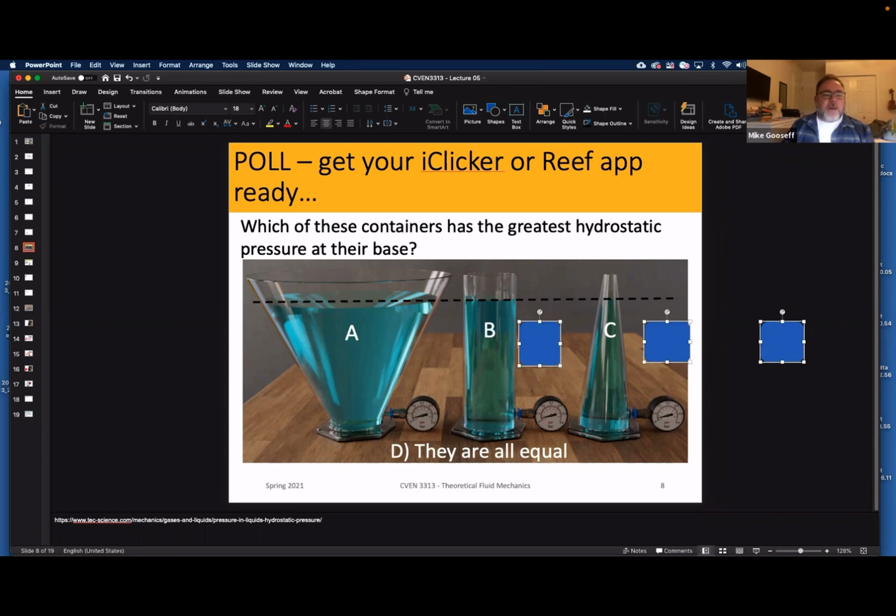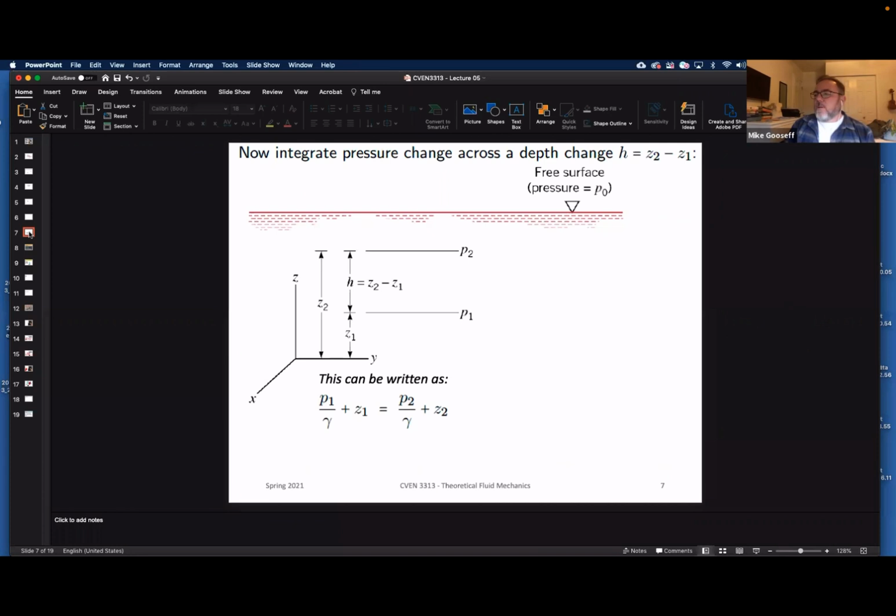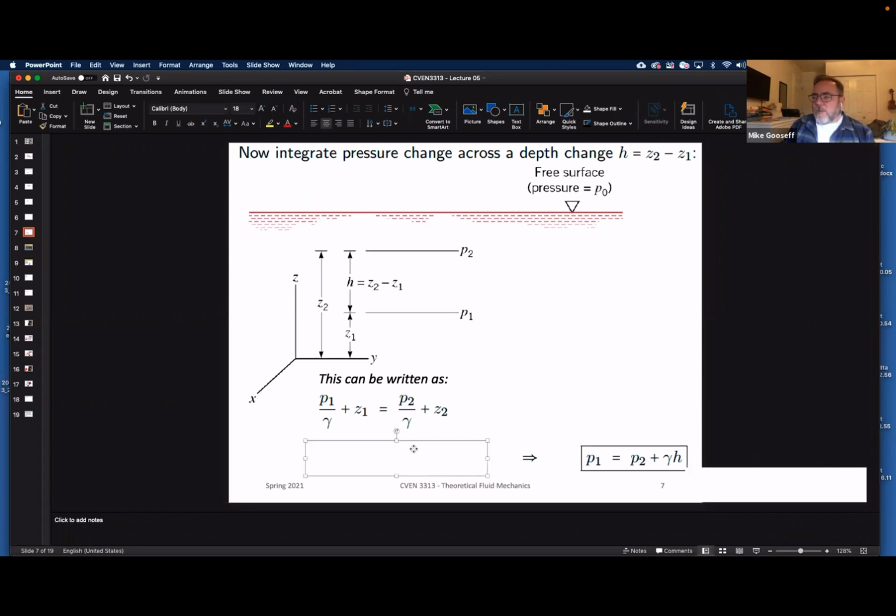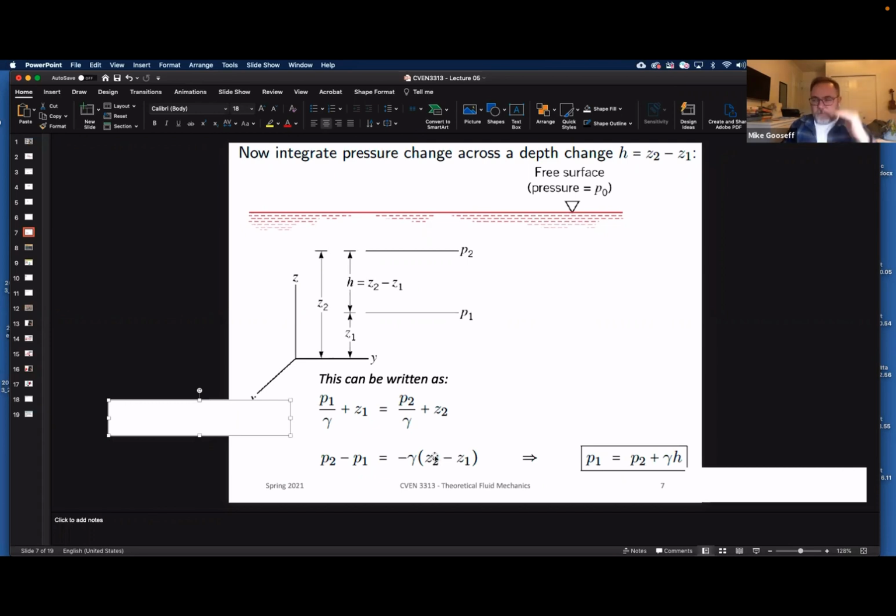So volume does not matter with hydrostatic pressure. No, it's really about height and specific weight. And that's because it comes back to this. Oh, shoot. It's 2. Because it comes back down to P1 being equal to P2 plus a difference in delta Z, or another way to say that is this way. So it's just about where you are, how much fluid is there, liquid, and its specific weight. That's what it comes down to.